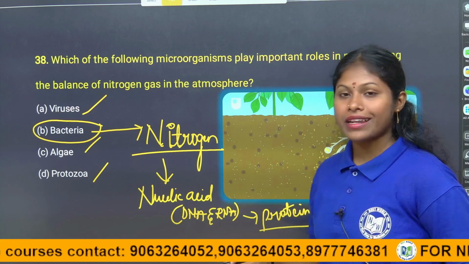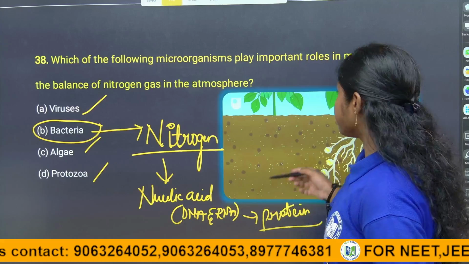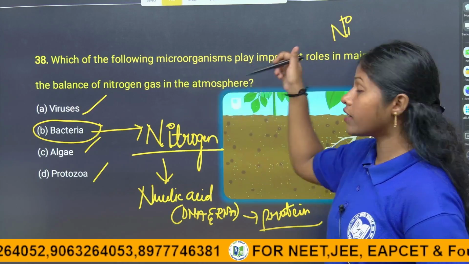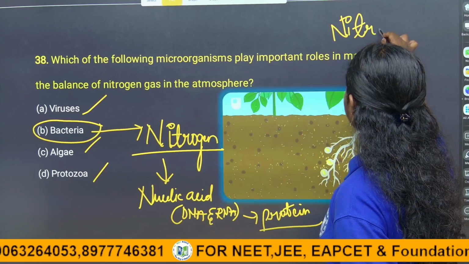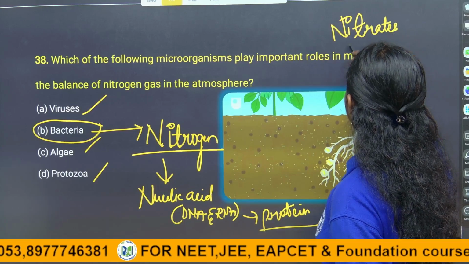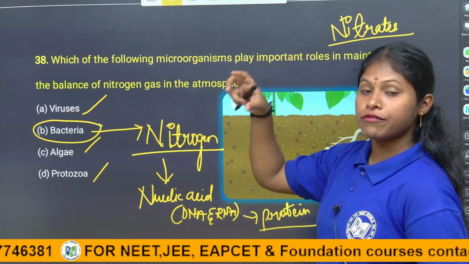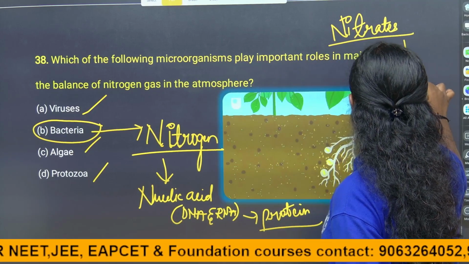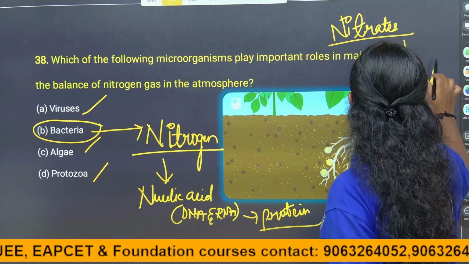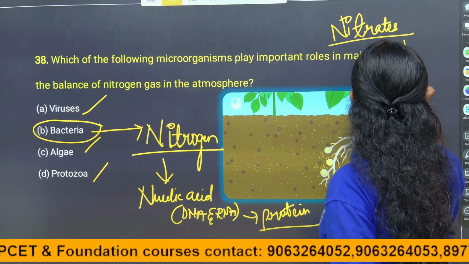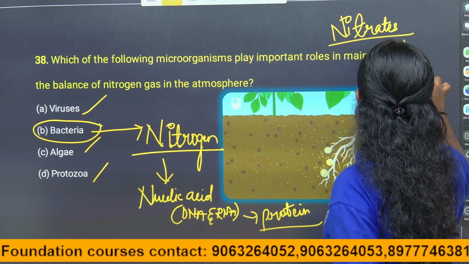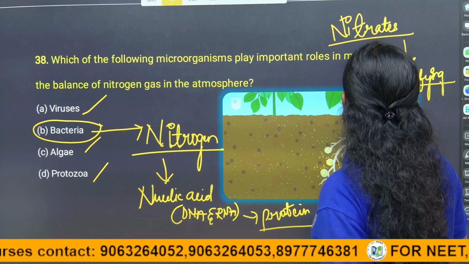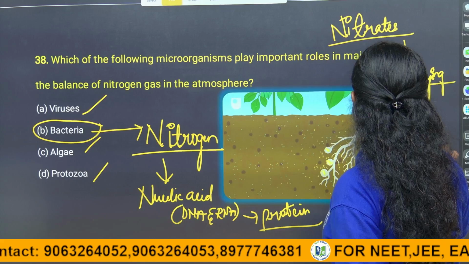right. So, in the nitrogen cycle we also studied which form of nitrogen the plant will absorb, children. Nitrates. So, the bacteria which help in forming the nitrates, we call nitrifying bacteria. Nitrifying bacteria, right children.